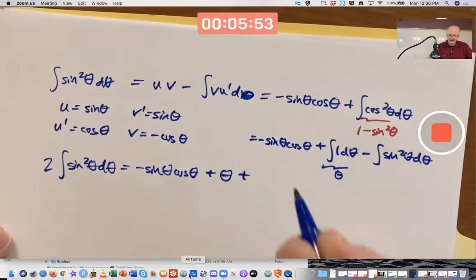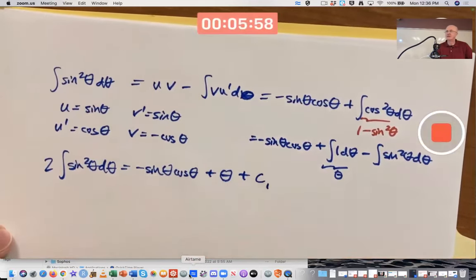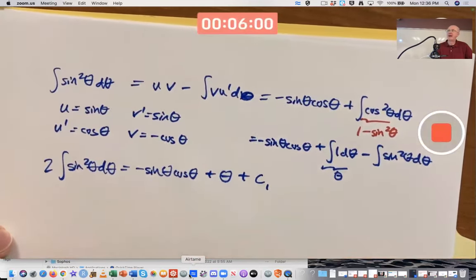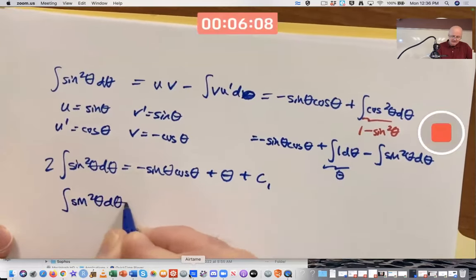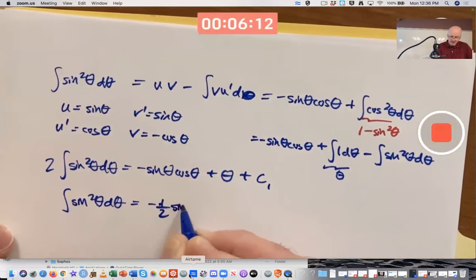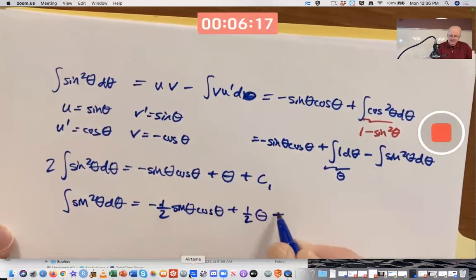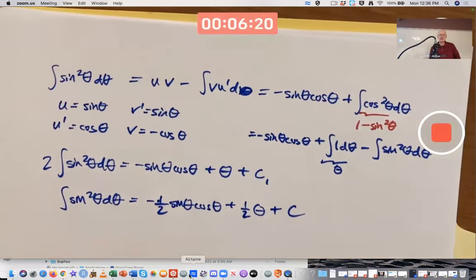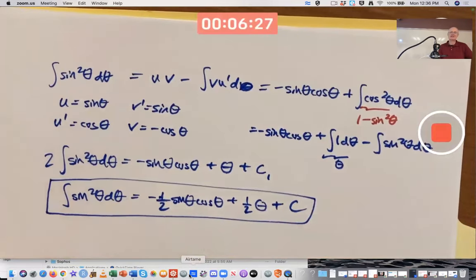It'd be okay to call it c here and then divide by 2 and still call it c. Maybe for conceptual clarity, I'll just call it c1 to start with. And then after I divide both sides by 2, then I'll call it c. So the final answer is the integral of sine squared theta is negative 1/2 sine theta cos theta plus 1/2 theta plus c, where c really is c1 divided by 2. But you don't have to mention that. You can just circle it as is.